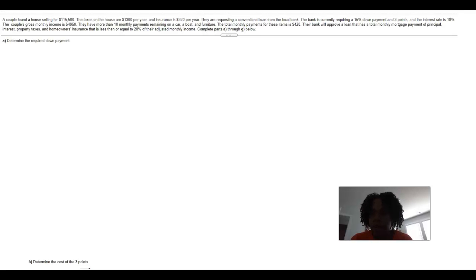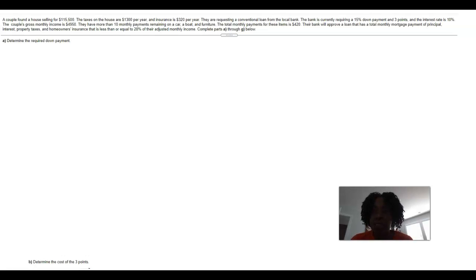So in this example, a couple found a house selling for $115,500. The taxes on the house are $1,300 per year and insurance is $320 per year. They are requesting a conventional loan from the local bank. The bank is currently requiring a 15% down payment and 3 points, and the interest rate is 10%. The couple's monthly gross income is $4,950.